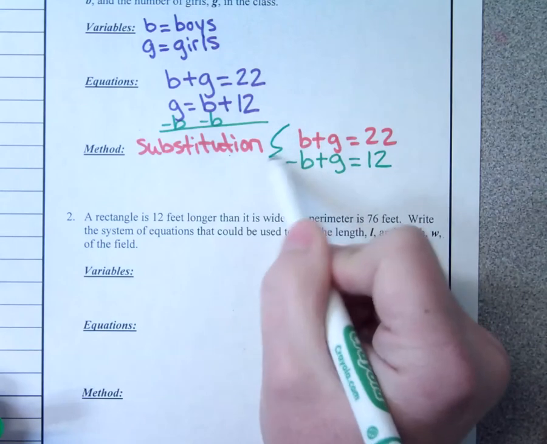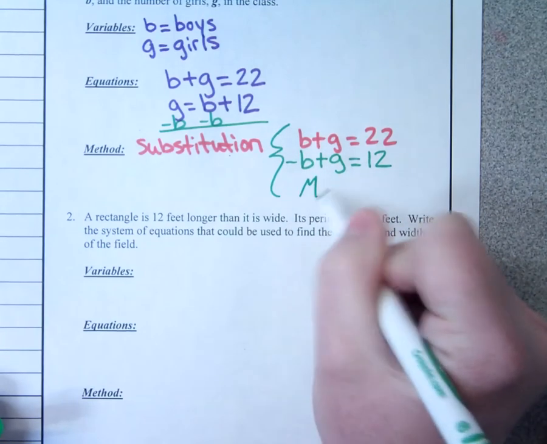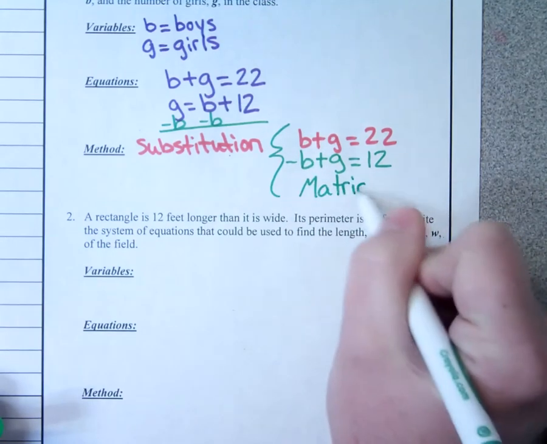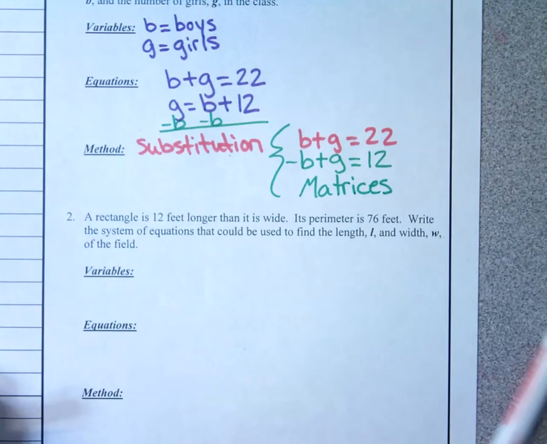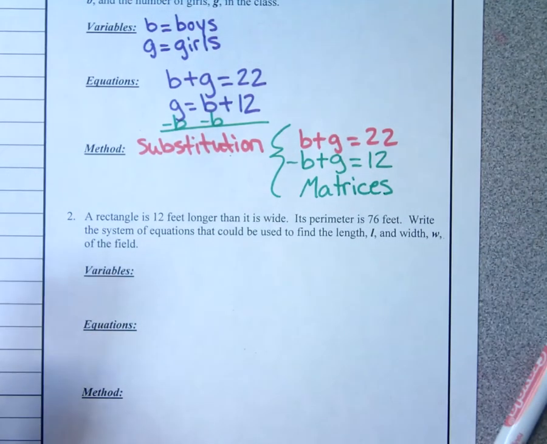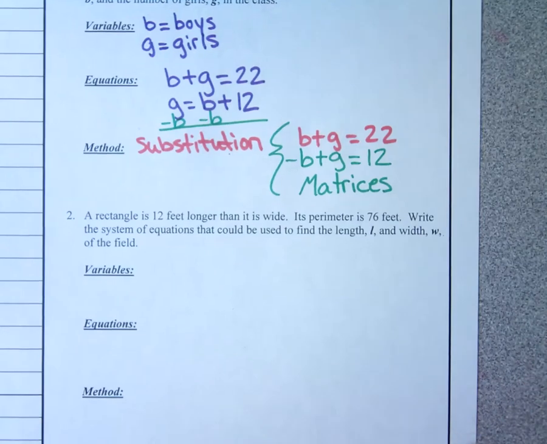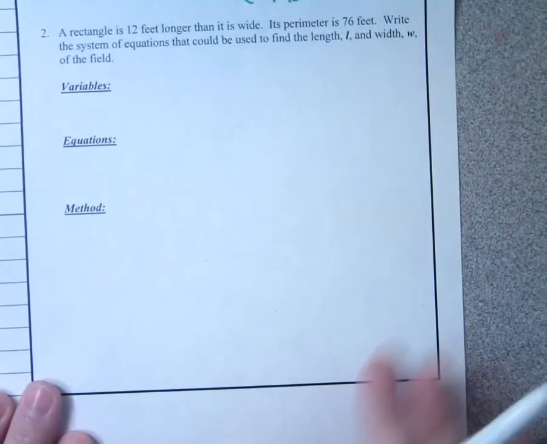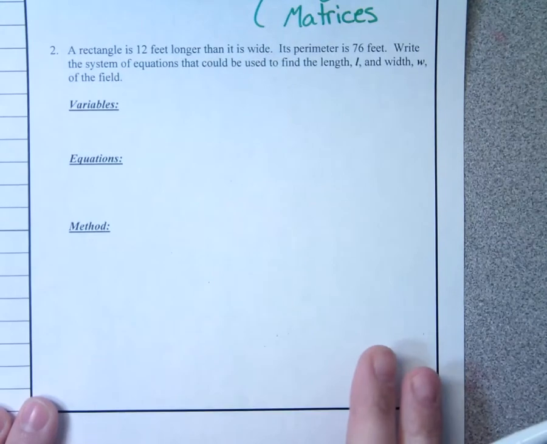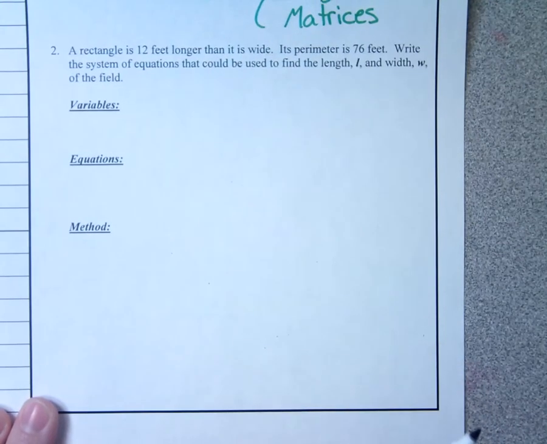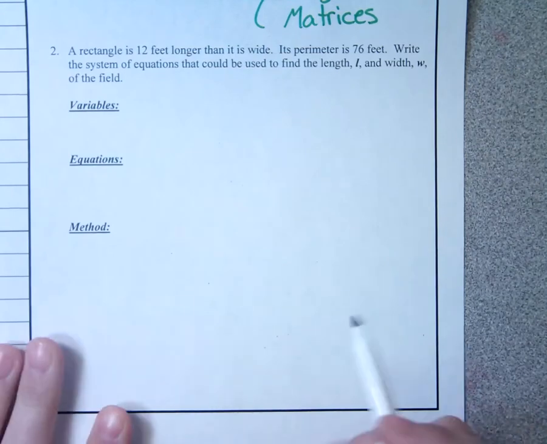And this is how I could enter it into the calculator if I want to use matrices to solve, which I think most of you will probably like to do it that way. Okay, number 2. A rectangle is 12 feet longer than it is wide. Its perimeter is 76 feet. Write the system of equations that could be used to find the length L and the width W.